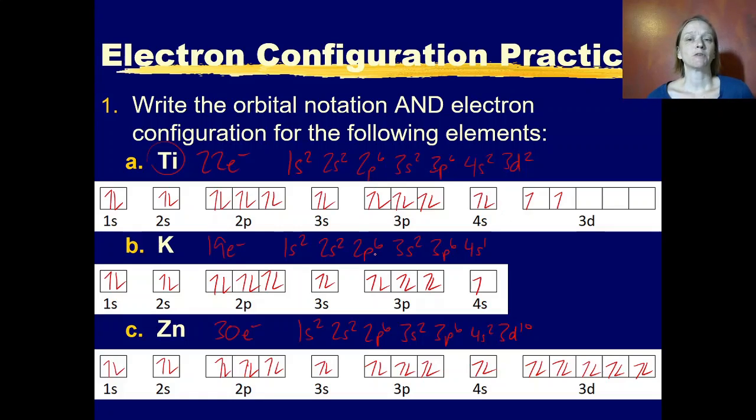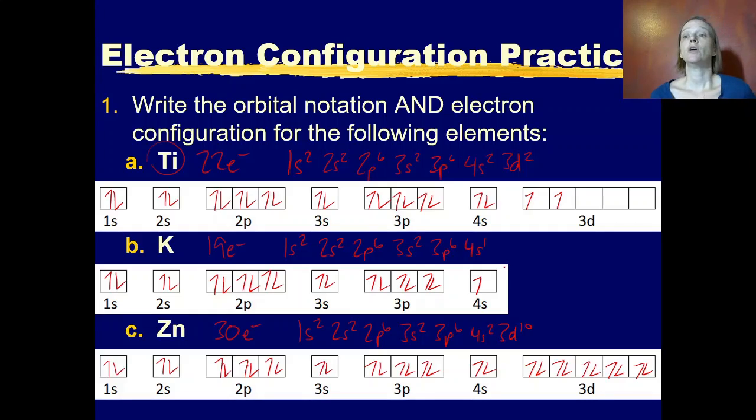Notice that the maximum number of electrons that P can ever have is 6. The maximum number of electrons that S can ever have is 2. The maximum number of electrons D can ever have is 10. And although it's not shown here, the maximum number of electrons that F can ever have is 14.